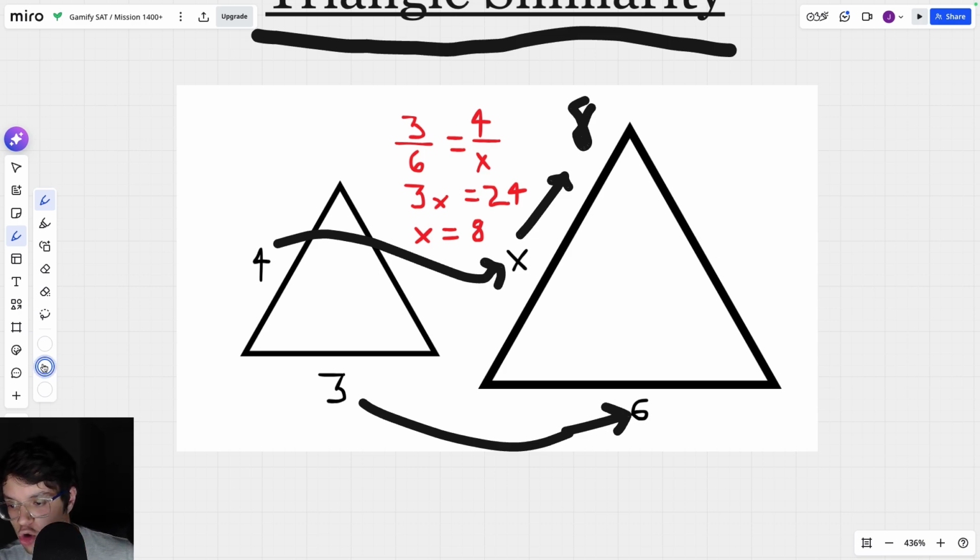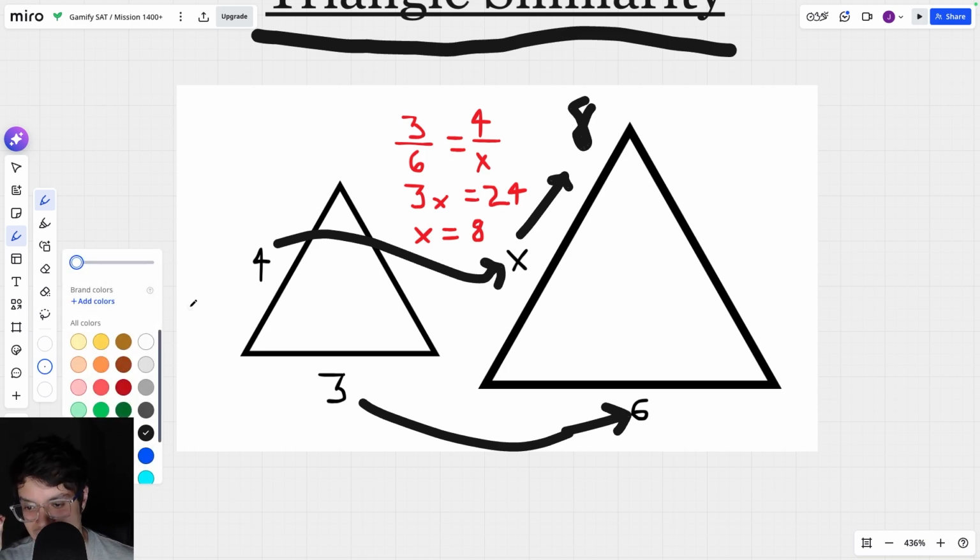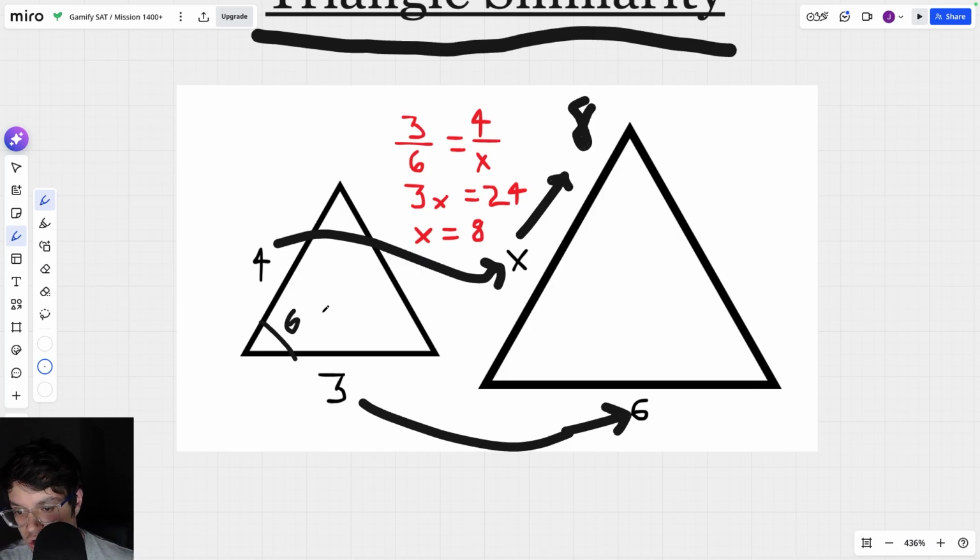The other thing you should know, though, is that the angles are going to be the exact same. So if this angle over here were to be 60 degrees, this one over here would also have to be 60 degrees. For the angles, it's the exact same, whereas for the sides, you just multiply each one by the same exact thing.